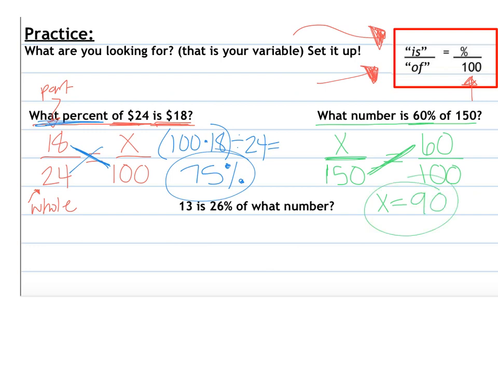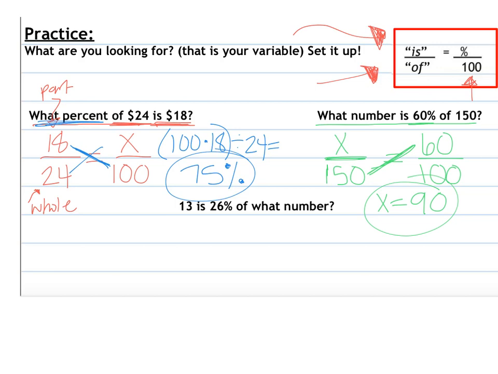And we always want to make sure it makes sense. So 60% of 150, well, I know 50% of 150 is 75. 60% is a little bit greater than 50. 90 is a little bit greater than 75. So it makes sense.